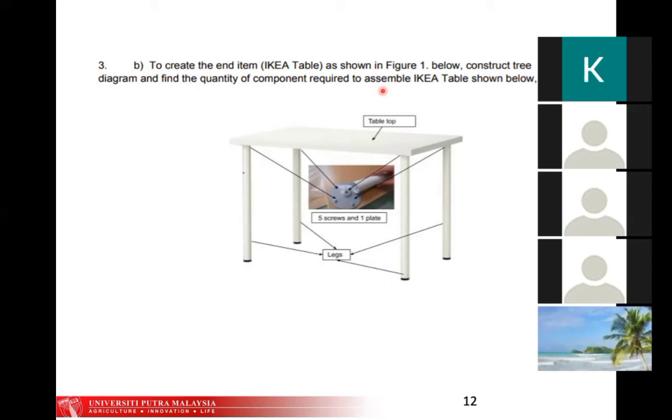I am going to present question 3B. The question is, given the IKEA table as shown in the figure below, construct a tree diagram and find the quantity of the components required to assemble the table. As we can see, that is a complete table, and we have to construct the tree diagram and also find the quantities of the components required to assemble the table shown in the diagram. So moving on to the solution.